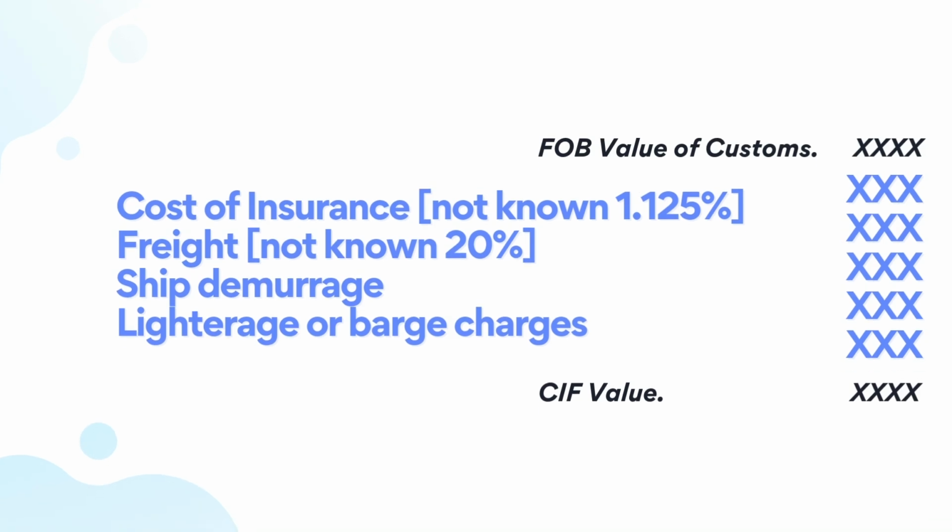If air freight is given, in that case air freight should not exceed 20% of the FOB value of the customs. If it is exceeded, 20% of the FOB value of the customs should be considered as your air freight.